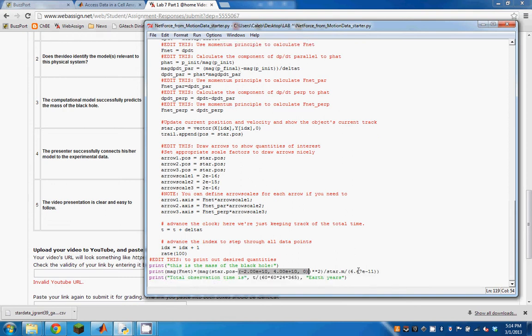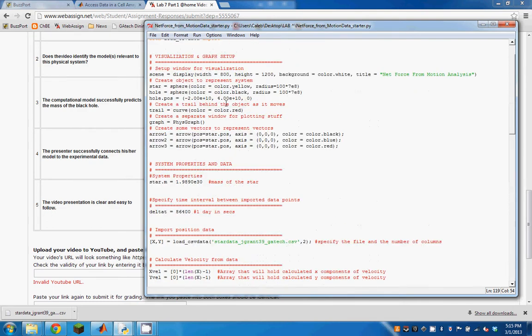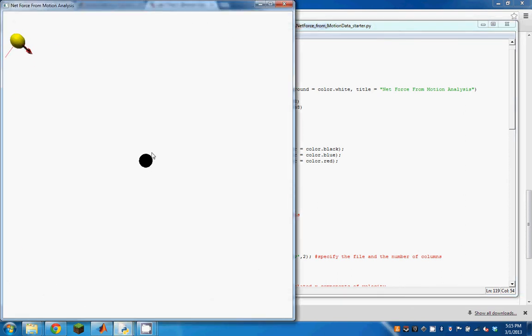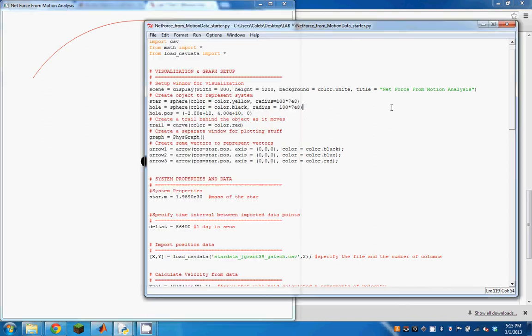And gravitational constant, Earth years, and then I don't know if I mentioned that earlier, but when I ran this, I put this in here. That's actually the black hole. That's where the position of the black hole will be. Given that you can see it, but you can't because it's a black hole. As you can see, it has those little arrows there. That's net force. That's perpendicular. That's parallel.